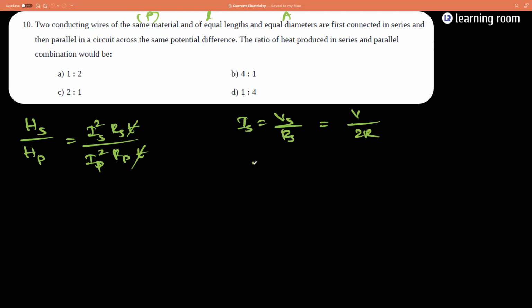No, sir. Then what about IP? VP divided by RP. So it will be V divided by, how many resistors are connected in parallel? R by 2. So it will be 2V by R. Take all the values and substitute it here.